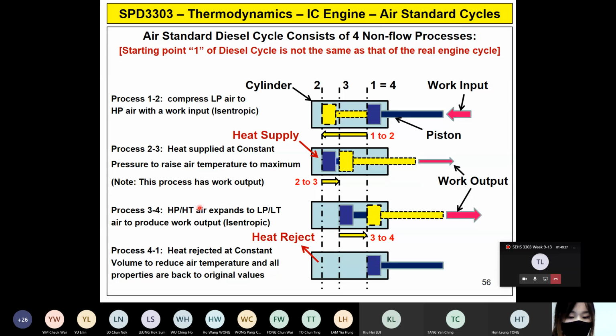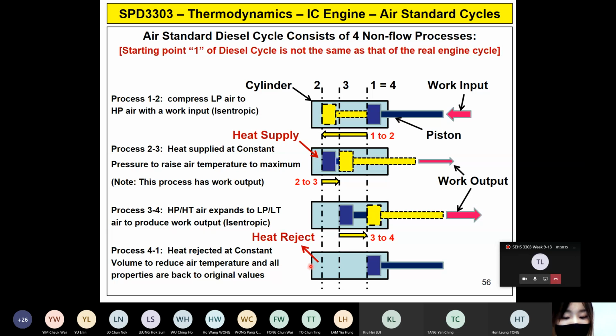Then process 3 to 4, the high pressure, high temperature air expands to low temperature and low pressure air to give us useful work output. The piston moves downward from the top dead center to the bottom dead center. Again, it's an isentropic process. There is no heat. We only have work output.